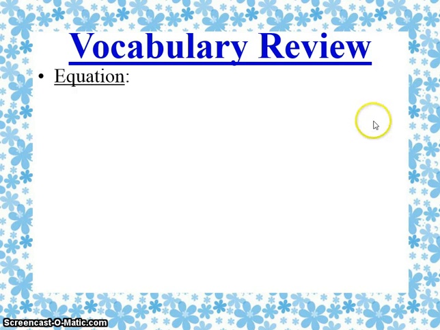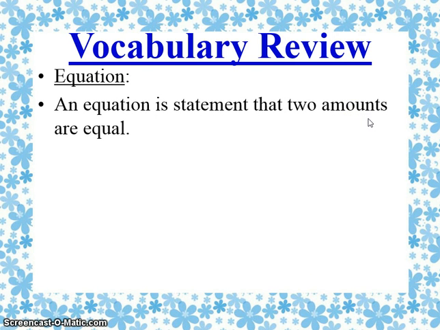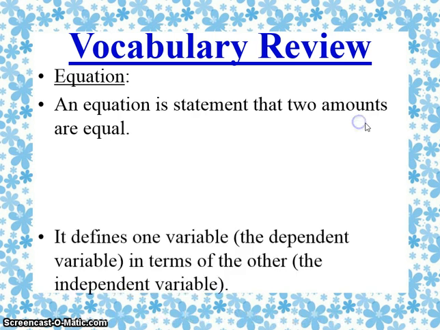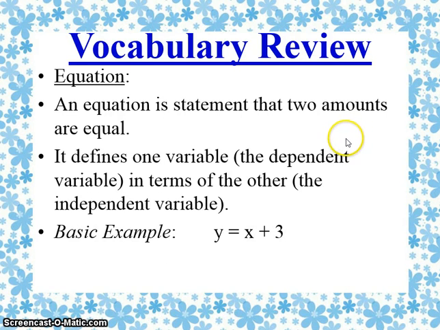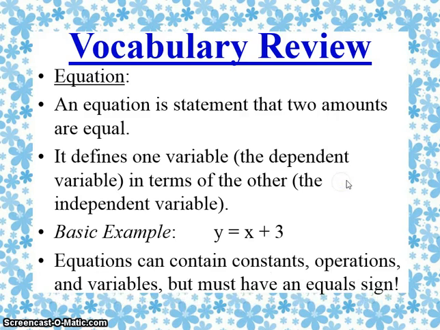Now let's review some vocabulary related to the word equation. An equation is a statement that two amounts are equal. It defines one variable, which is the dependent variable, in terms of the other, the independent variable. A basic example to the layout of an equation is that it has two variables, an equal sign, constants, and operations. They can contain all of these constants, operations, and variables, but they must at least have an equal sign connecting whatever other types they have within them.